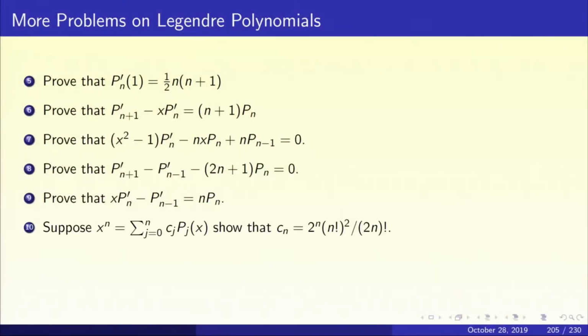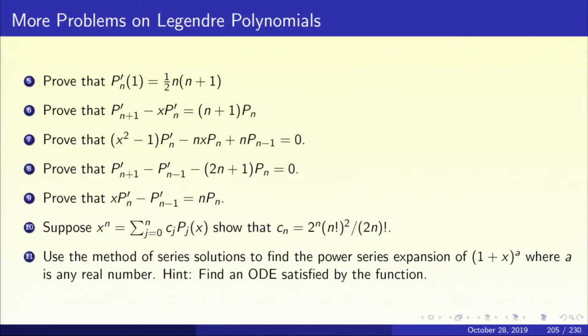So here are some more exercises on the Legendre polynomials. Prove that Pn prime of 1 equals 1/2 of n into n plus 1. Pn plus 1 prime minus x Pn prime is n plus 1 Pn. These two identities can be checked using the Rodrigues formula. So for example, to prove the formula for Pn prime of 1, what do we do? Remember the Rodrigues formula, 1 upon 2 to the power n factorial, nth derivative of x minus 1 to the power n into x plus 1 to the power n.